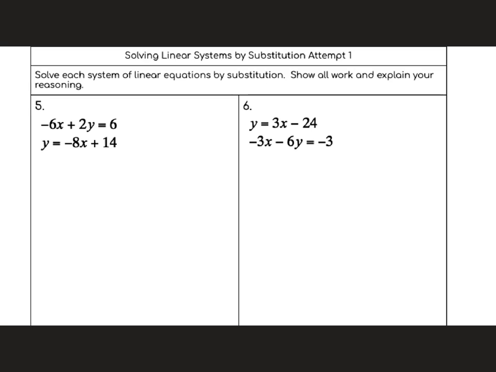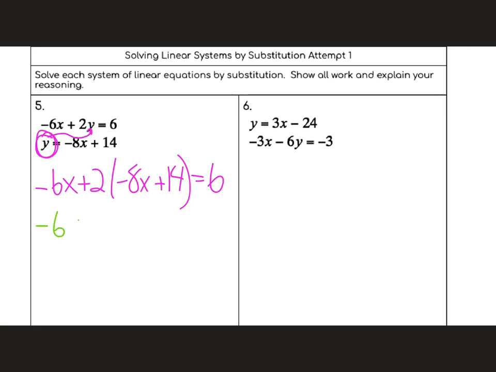All right, and we're going to solve each system by substitution. So I see that I have a y equals equation. So what I'm going to do is take that y and plug it in right there. So I'll have negative 6x plus 2 times negative 8x plus 14 equals 6. And on my sticky note, I'm going to write replace y with negative 8x plus 14.